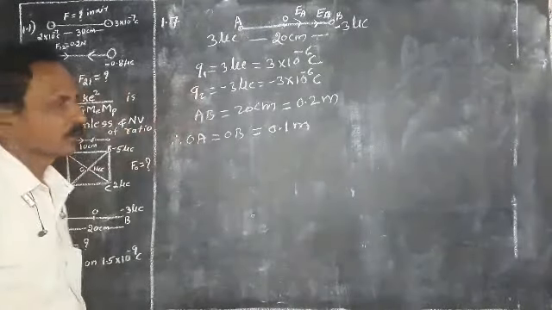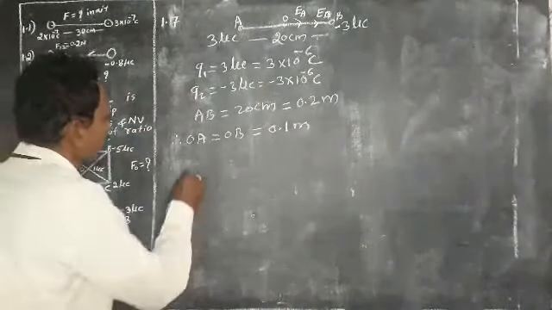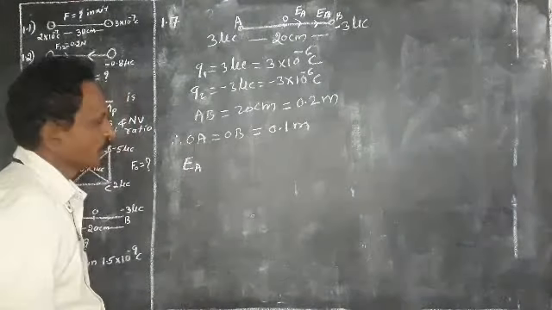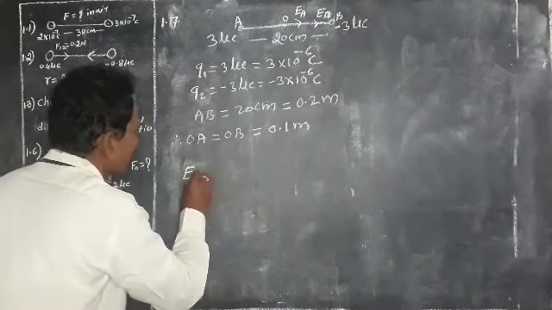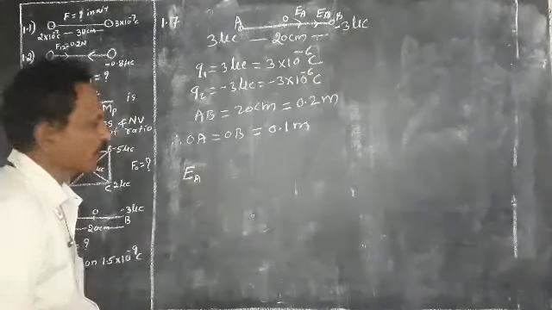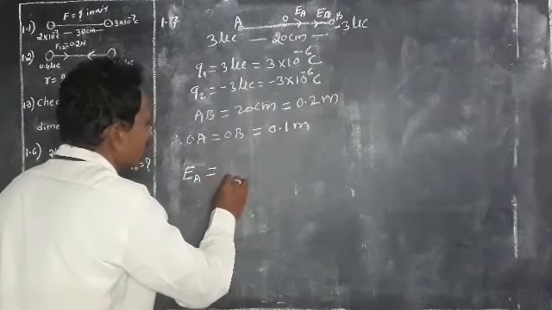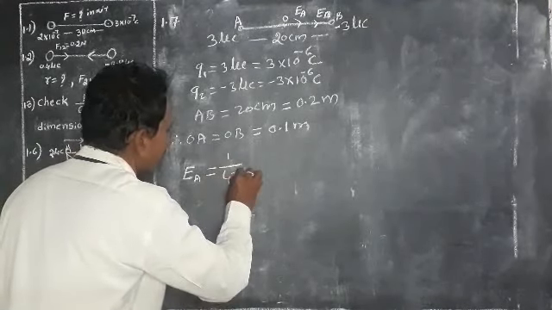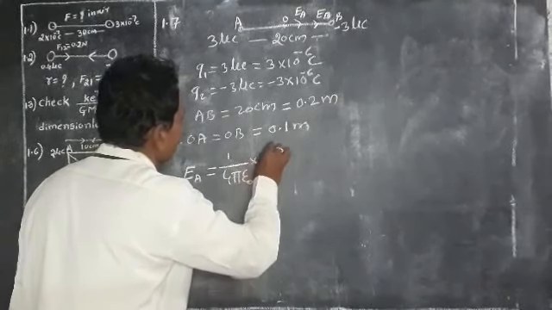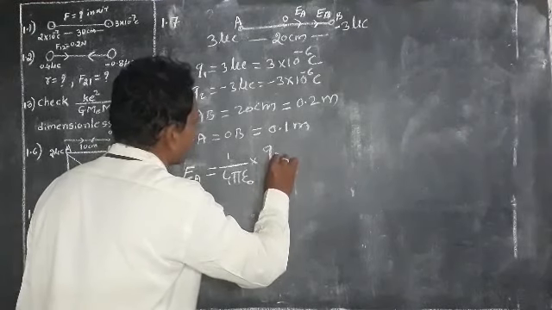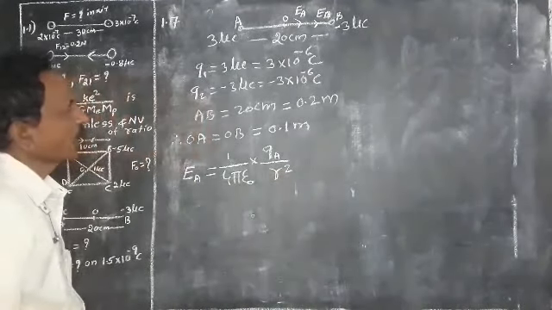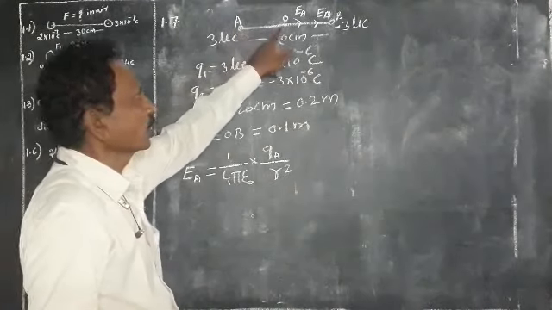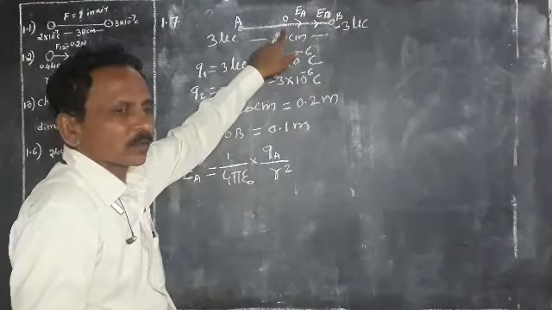Then, electric field due to the charge at A. Let EA be the electric field at O due to the charge at A. EA is equal to, electric field is given by 1 upon 4 pi epsilon naught into QA, charge at A, QA upon R square. Here R is the distance between the charge and the point at which electric field is to be calculated.